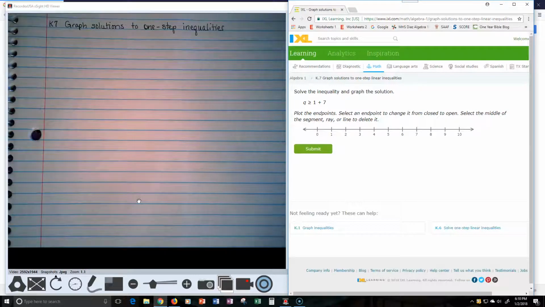All right, we've moved on to K7, which says we are to graph solutions to one-step linear inequalities. So we're going to solve the inequality first and then graph the solution. Now here we have some instructions: plot the endpoints, select an endpoint to change it from closed to open, select the middle of the segment, ray or line to delete it.